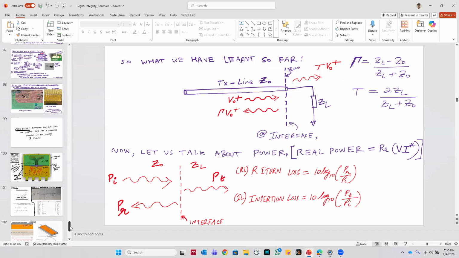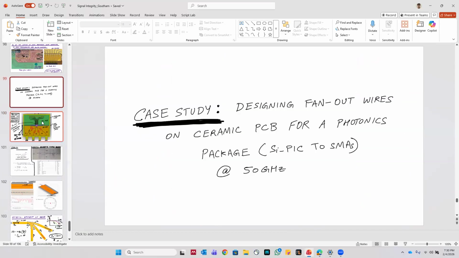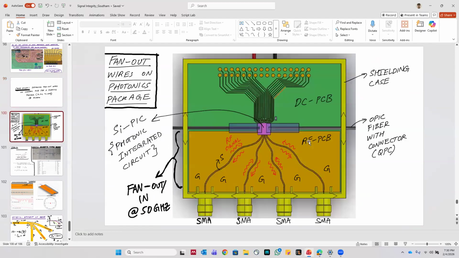But I want to skip to, for example, a real world situation, right? So this is something that I did a long time back, designing fan out wires on a ceramic PCB for a photonics package. Okay, so this is the photonics package. This thing here is actually a photonic IC, so it's a PIC. And then these two things are actually fiber optic connections. So you have fiber optics on either side.